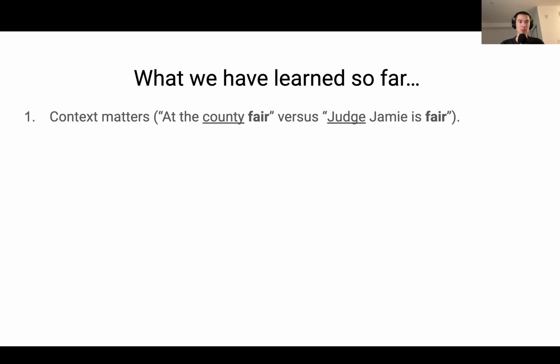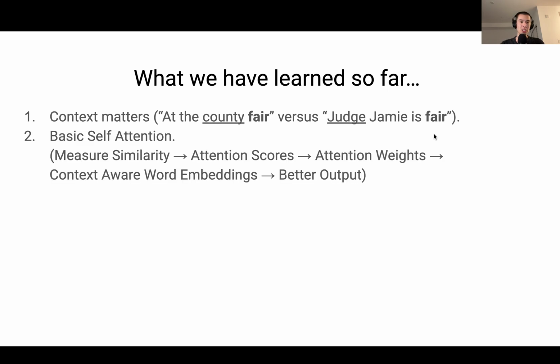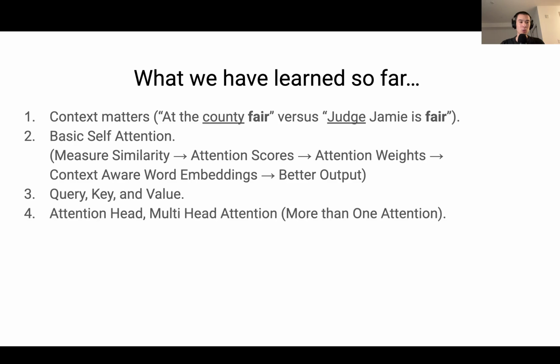What we have learned so far. 1. Context matters. At the county fair versus Judge Jamie's fair, where the word fair can mean like an event, like a county fair or a job fair, or where the word fair can mean unbiased. 2. Basic self-attention. Measure similarity to get attention scores, to get attention weights, which will get you context-aware word embeddings, which ultimately gives you better output. The third thing we have learned so far is query, key, and value. And lastly, we learned about attention head and multi-head attention, which is more than one attention.